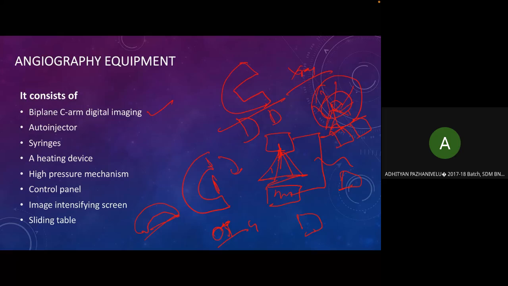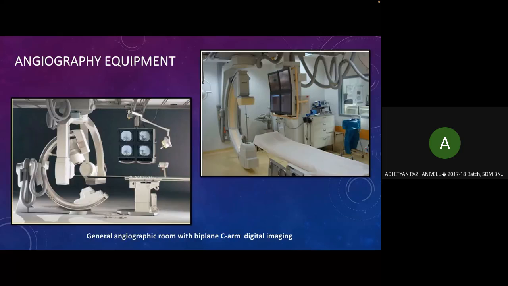Okay. Auto injector, syringes, heating devices. Why? You should heat to the body temperature before a contrast is put, because you should not put it too cold or too hot. High pressure mechanism. Okay, that is because you are going in an arterial way. And a control panel where you monitor the patient, an image intensifying screen, that is the monitor, and a sliding table. Why? You want to move the patient according to your convenience to different parts of the C-arm, or you move the C-arm.